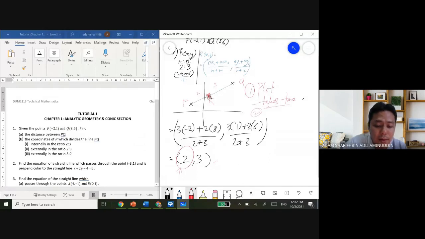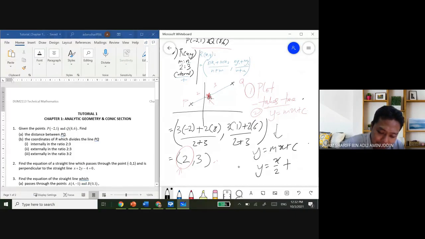There is another way to verify your answer, which is to put it in an equation of y equals to mx plus c. So, saya cari persamaan untuk PQ dulu. PQ ni, in terms of the equation of the straight line, apakah dia punya persamaan, dan menggunakan y equals to mx plus c, saya dapatlah y equals to x over 2 plus c. C dia 2. This is the equation of PQ in the gradient form.